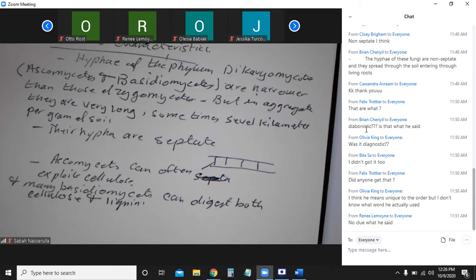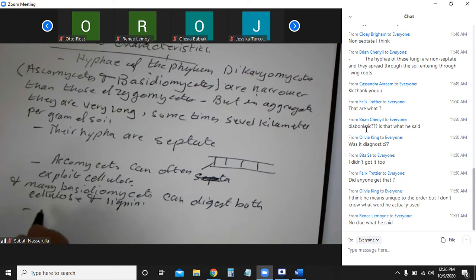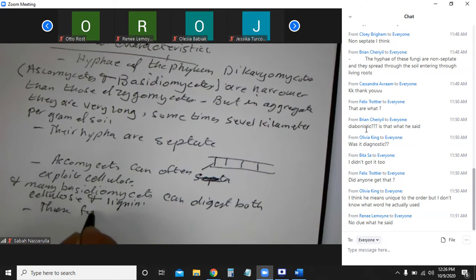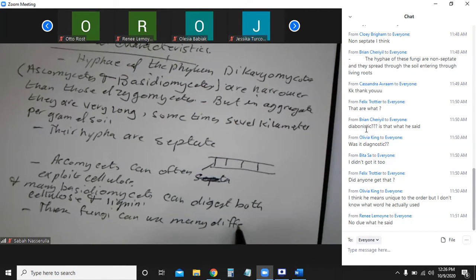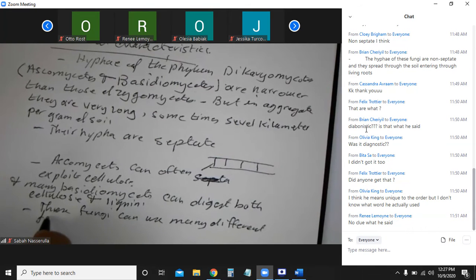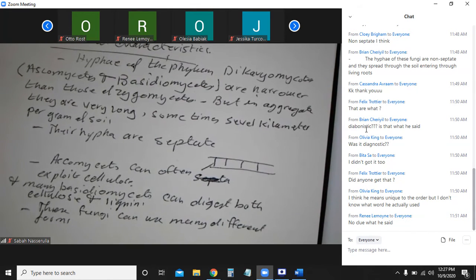Now, also to mention that there are imported fungi. And to mention another of their characteristics, as a matter of fact, these fungi can use many different forms of combined nitrogen.